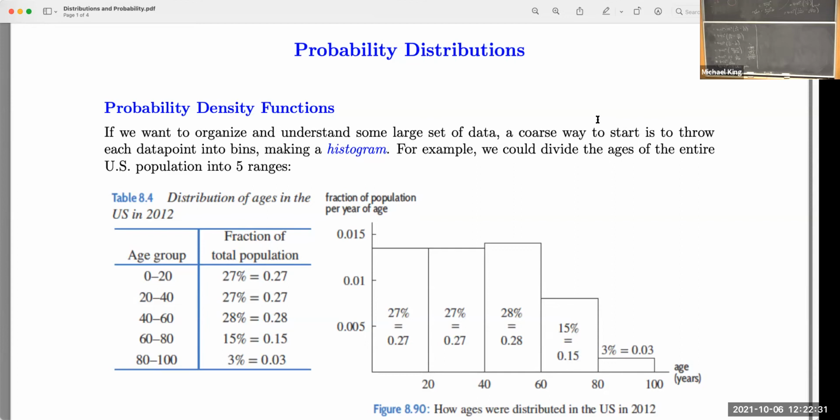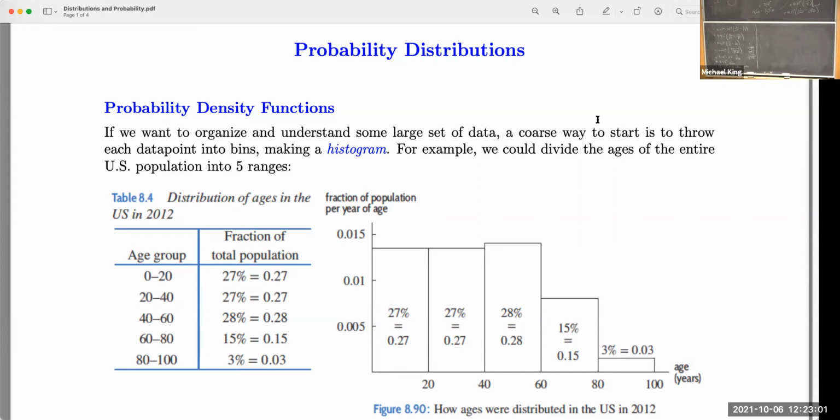And you can make a histogram of that, right? Like you can make just boxes. From 0 to 20, I want to make a box that's area 0.27. And from 20 to 40, 0.27. And from 60 to 80, I want a box whose area is 0.15. 80 to 100, a box whose area is 0.03. So that when you're talking about probabilities, everything's supposed to add up to 1, right? And if you want to relate probabilities to area, you want the total area to be 1.